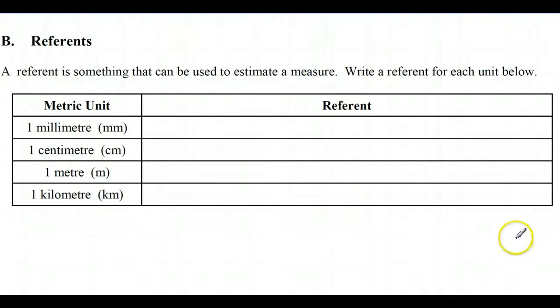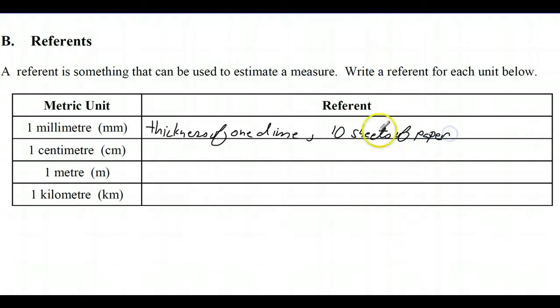Reference. A reference is something that can be used to estimate a measure. So if you want to estimate a millimeter, what can you use? Well, you can use a dime, the thickness of 1 dime. Another one that you could use is 10 sheets of paper, which would depend, of course, on the weight of the paper.